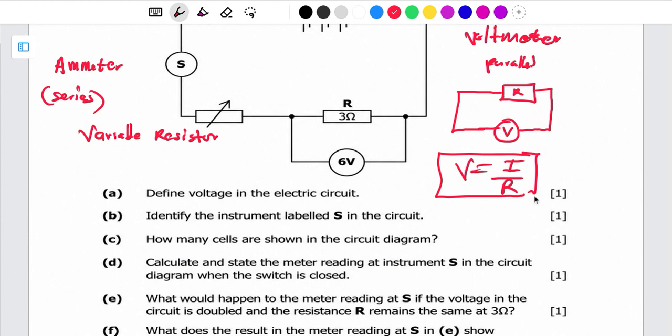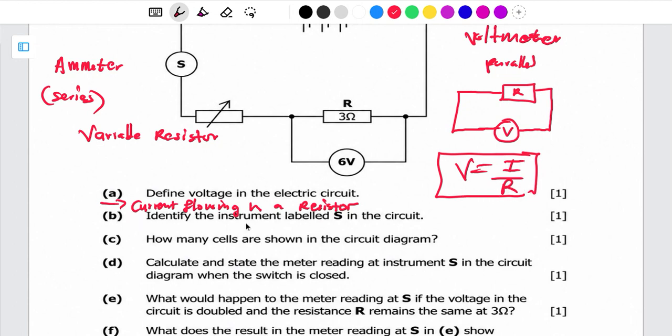In terms of the definition of the voltage, it is the current flowing in a resistor. That is the voltage. Or voltage is current multiplied by resistance, which is the electric current times resistance. You can write that one in words, or you can write the formula, they are going to mark you.